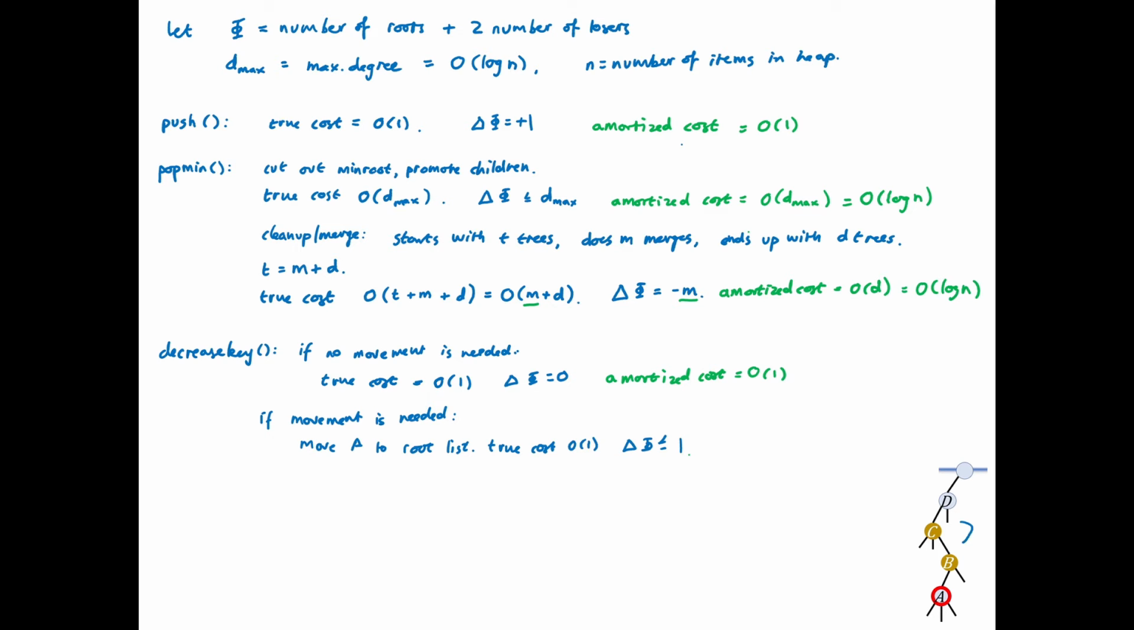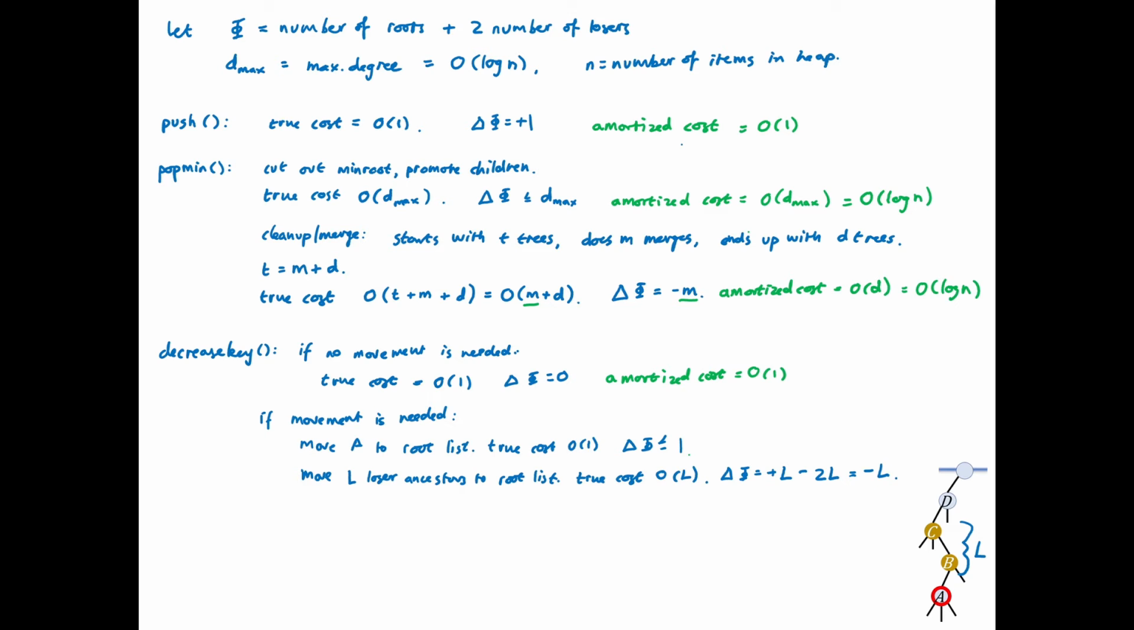Then we have a certain number of loser ancestors. I'll call that number L. In this picture, L is equal to 2. We have to move L loser ancestors to the root list. The true cost of this operation is O of L because there are L of them to work with. And what's the change in potential? Plus L, because there are L new items in the root list. But each of them, previously it was marked as a loser. Now it's no longer marked as a loser. So the number of losers has decreased by L. So therefore phi goes down by 2L. So in aggregate, change in potential is minus L.